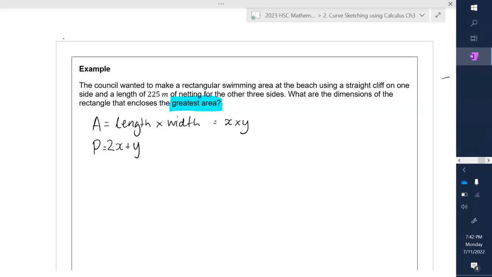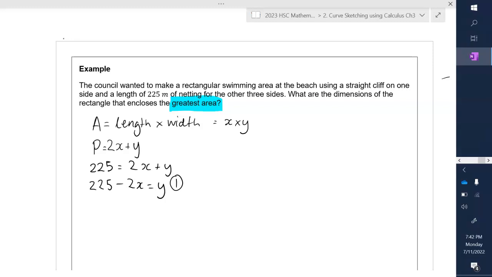But we also know, going back down here, that our perimeter is 225, and that equals 2x plus y. So let's see if we can write that in terms of y. So 225 minus 2x is equal to y. That is a formula for our perimeter. That's an equation. I don't know where we're going yet, but let's call that number 1.